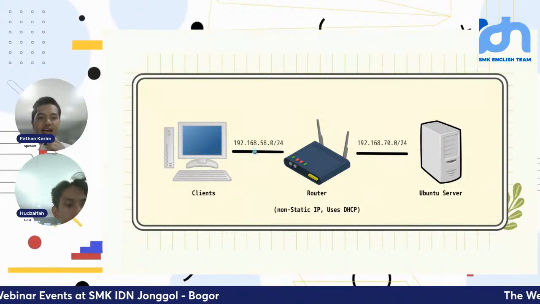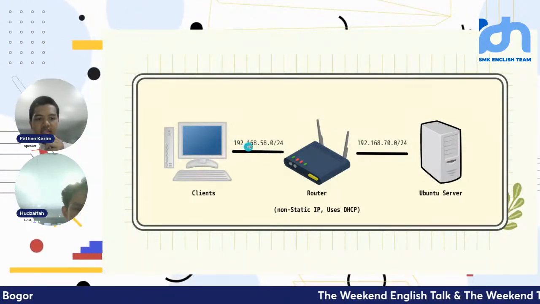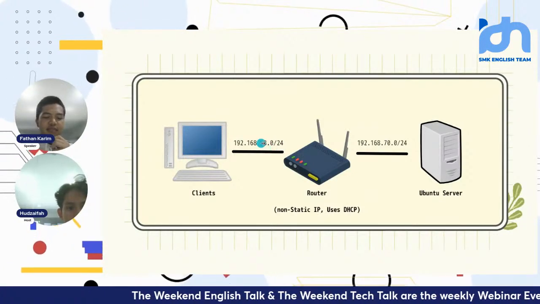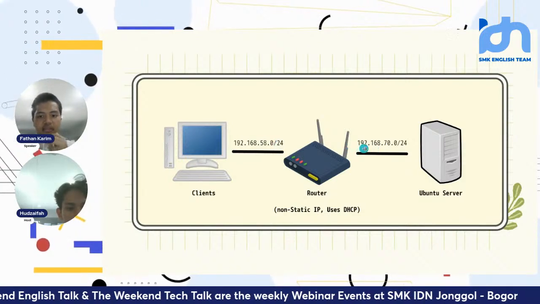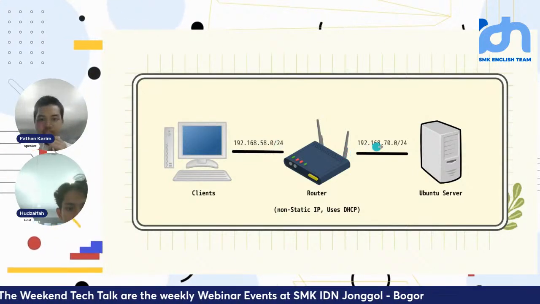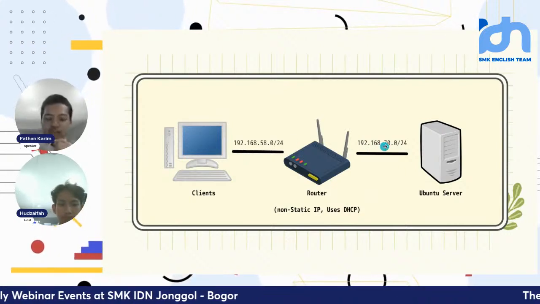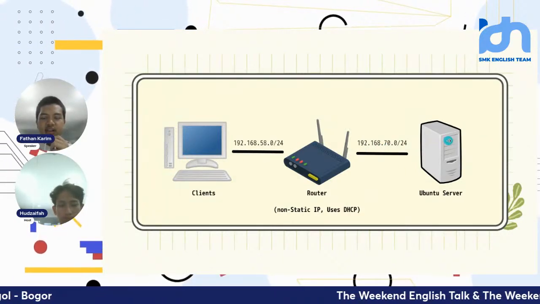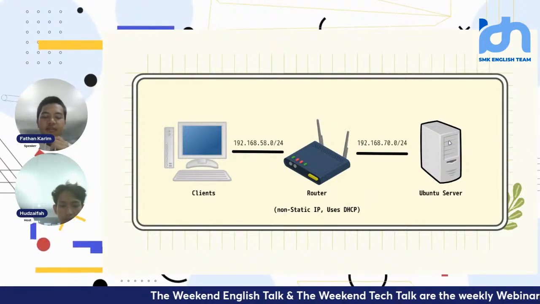The first IP, for the client, is 192.168.58.0. This is a typo, yeah. I use 75 here for right now. Now for the Ubuntu server, I use 192.168.70.0. All of them use dynamic IPs, so none of the clients use a static IP. It means they request an IP from the server using DHCP.